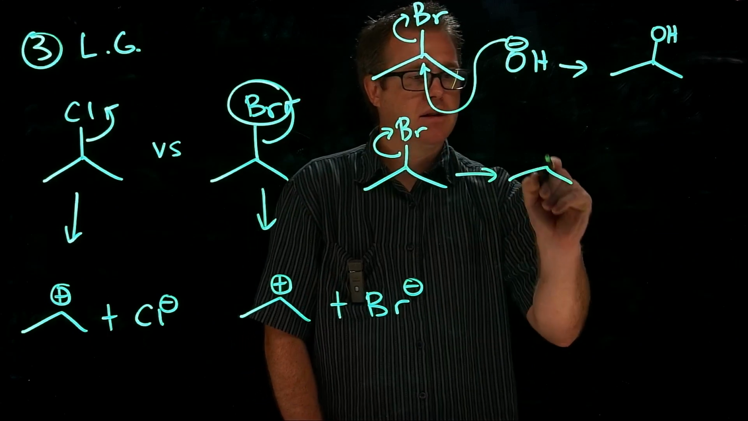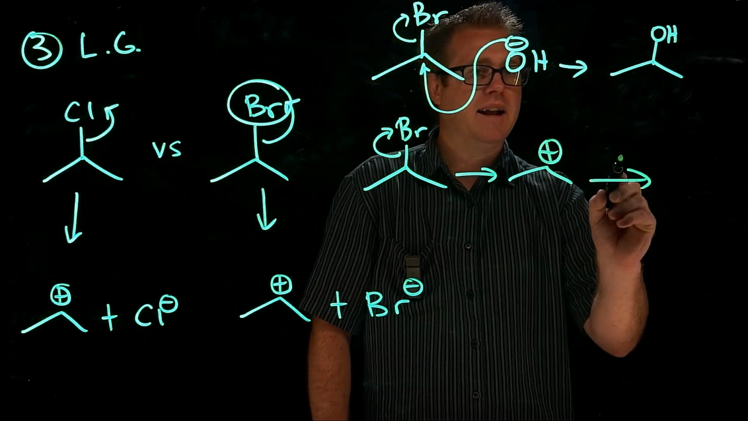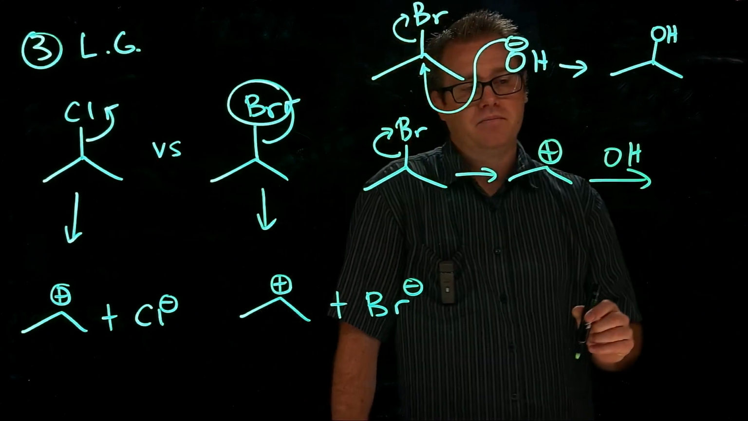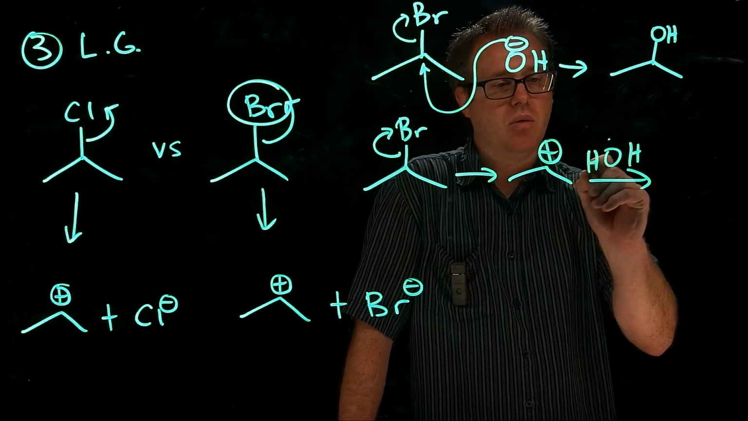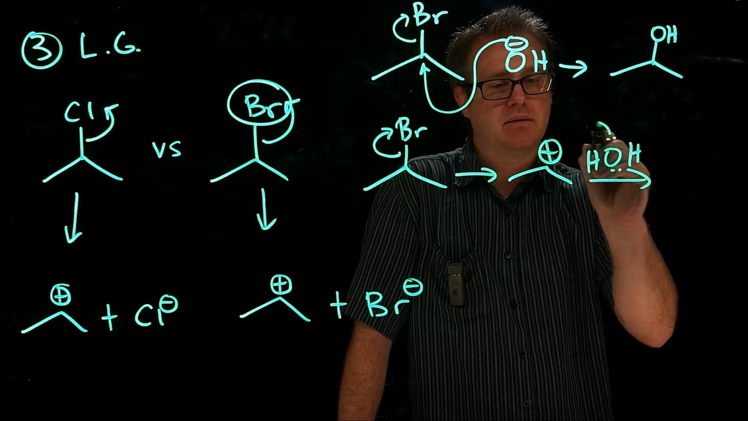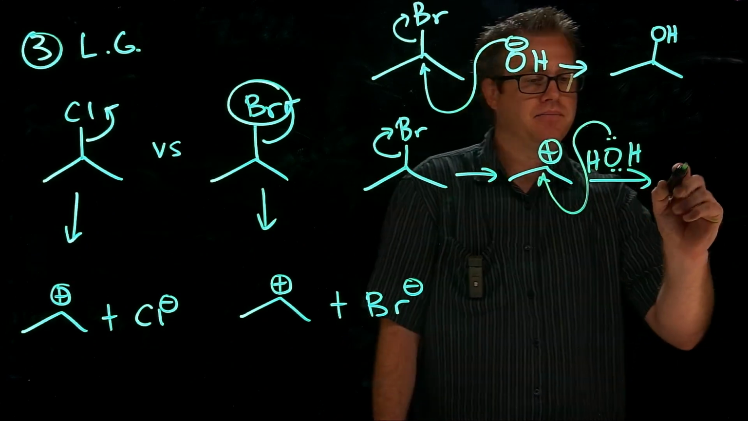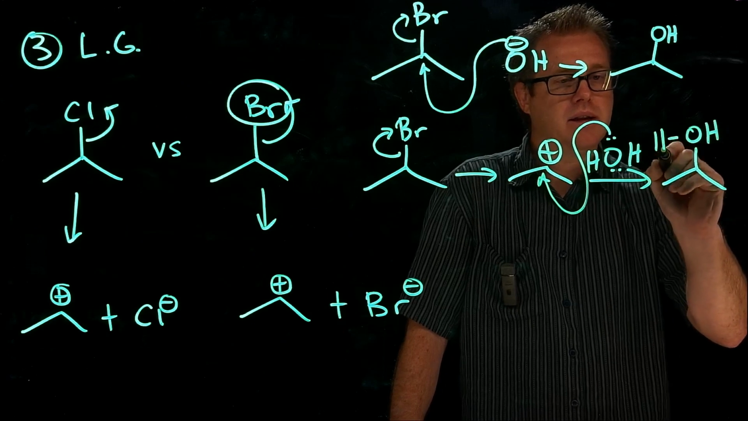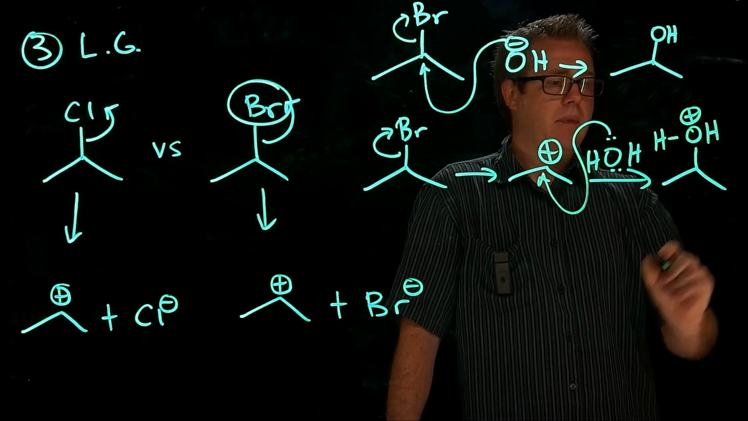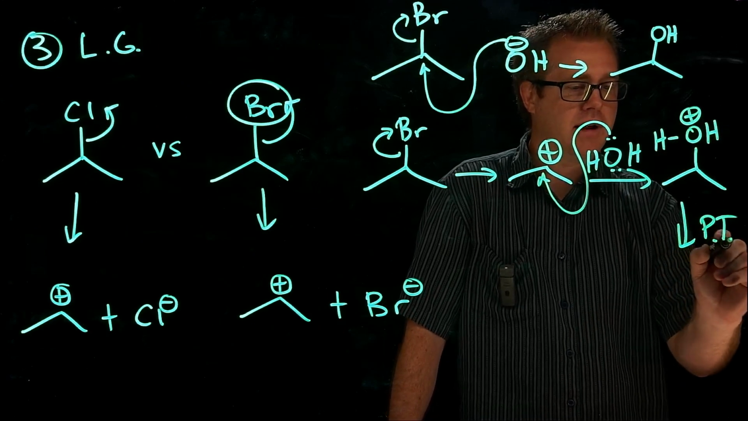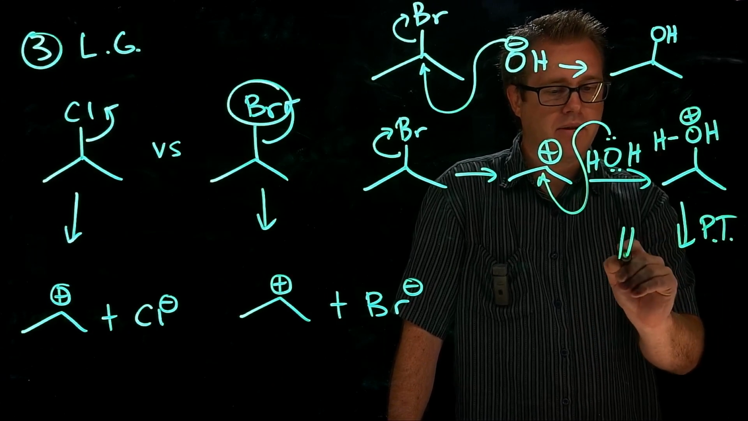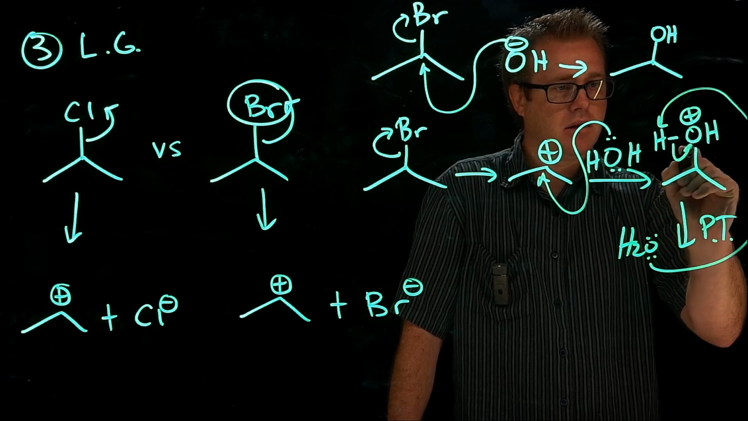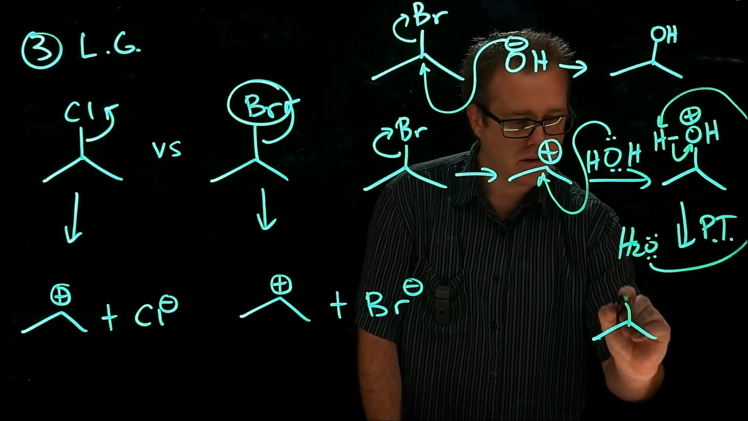The leaving group leaves, generating a carbocation. Then we'll use water in this case. The attacking species will come in and attack and generate the oxonium like this. And then we would have to do a proton transfer with some more of that water to generate our alcohol, like so.